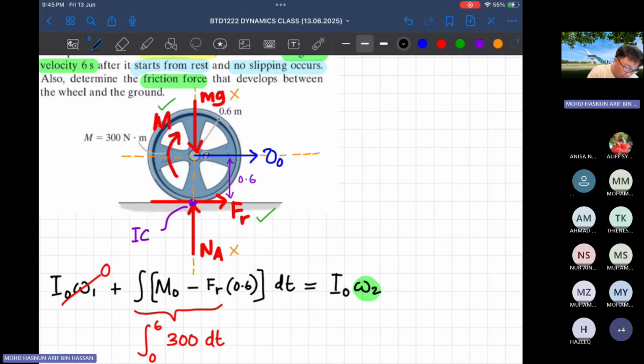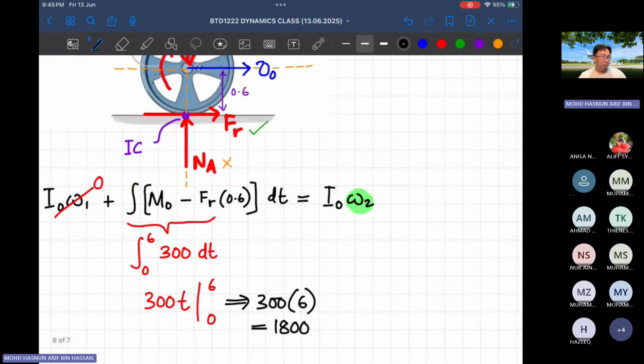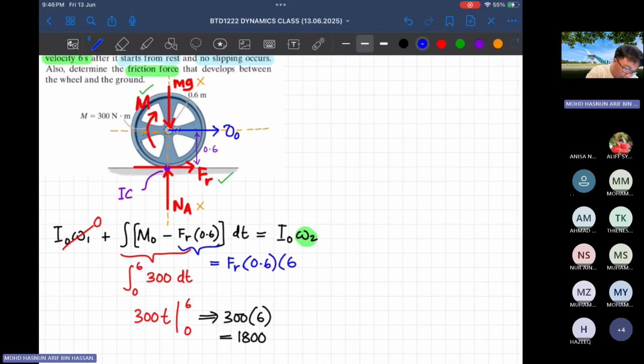So this is the moment. We have two moments. One is ∫M_O dt, which we have settled, we get 1,800. But now we have F_R times 0.6 dt. Because we know friction is constant, not changing, this will be equal to friction times 0.6 to make it the moment, and multiply with the time, which is 6 seconds. So 0.6 times 6, you will get 3.6 F_R. We don't know the value of friction force yet.